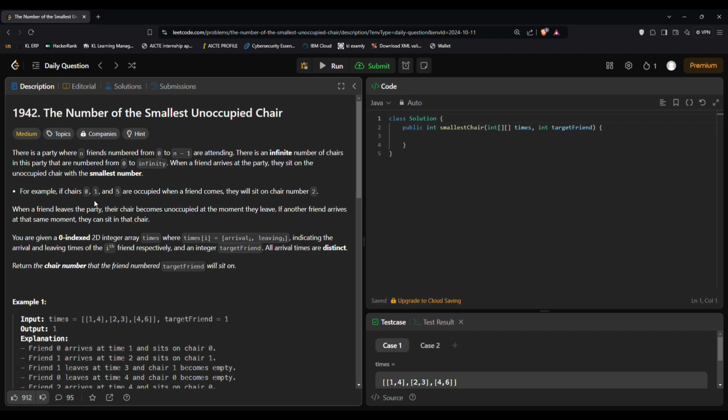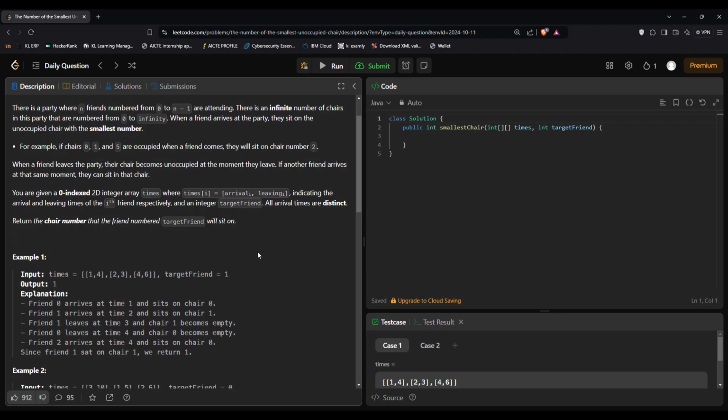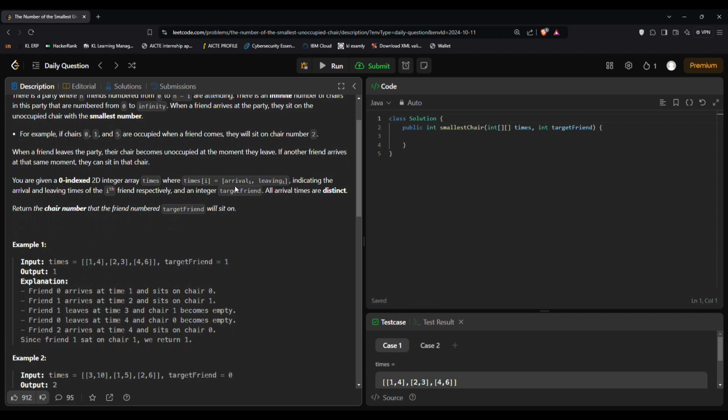Okay, let us take an example. 0, 1 and 5 are occupied chairs. If a new friend comes and the friend on chair 0 leaves the party at the same moment, the new friend can directly sit on chair 0. You are given a 0-indexed 2D array named times. The times represent the arrival and leaving times of the ith friend respectively. An integer targetFriend will be given to us. We have to return the chair on which the target friend will sit.